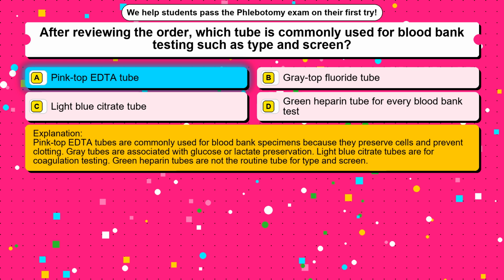Gray tubes are associated with glucose or lactate preservation. Light blue citrate tubes are for coagulation testing. Green heparin tubes are not the routine tube for type and screen.